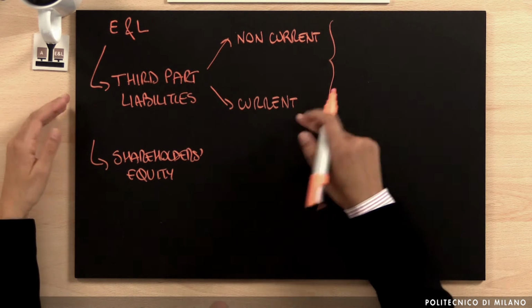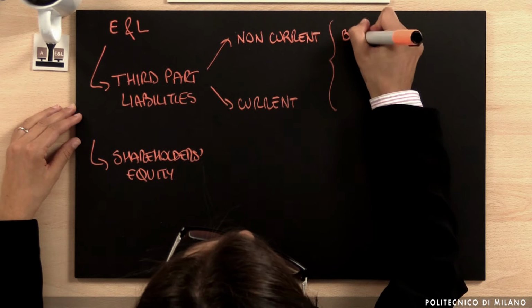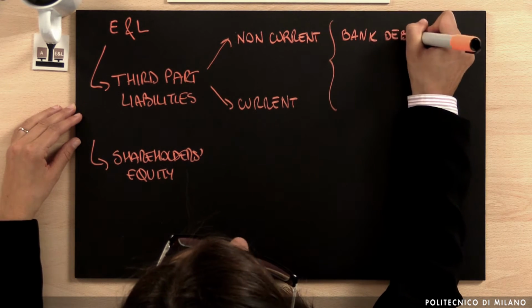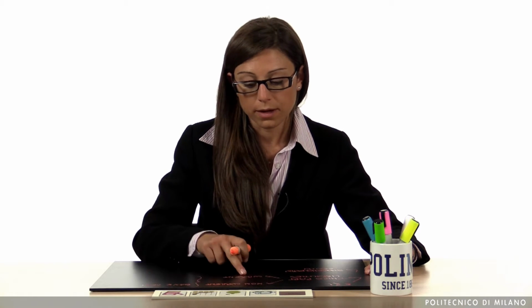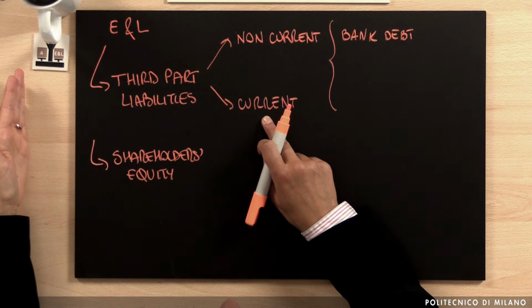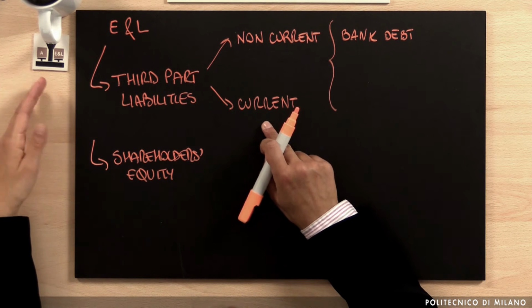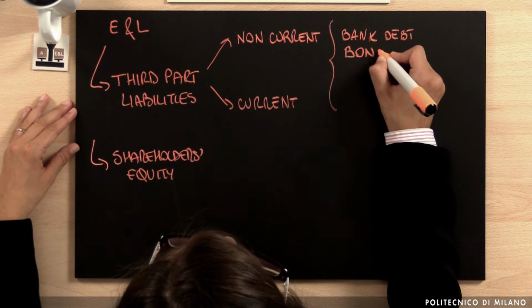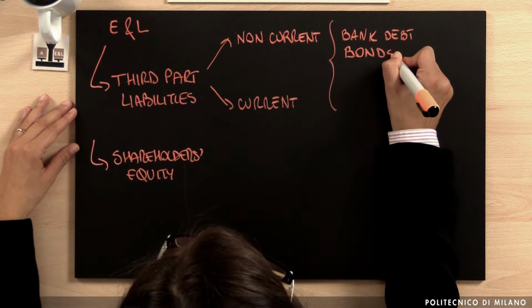their time horizon. So we can have, for example, bank debt, and these are examples of liabilities that can be both non-current and current. They are non-current in the moment in which we are talking about a long-term debt that is due by the company over 1 year. The same bank debt can be considered as current in the moment in which the company should return the money to the bank within the next 12 months. Another example is represented by bonds that are usually non-current liabilities.